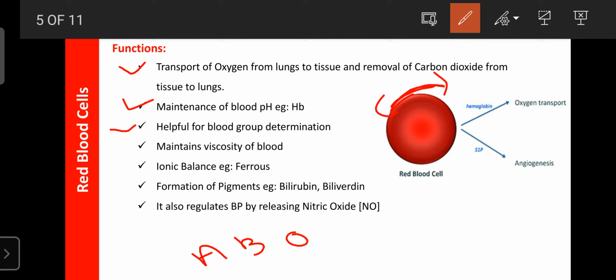Next, the RBC is also helpful to maintain the viscosity of the blood. As you know, the viscosity of the blood is 5 times greater than water. That's why water easily exits from the blood vessels, but the blood does not easily leave the blood vessels due to the presence of viscosity. If the viscosity decreases, automatically the blood can infiltrate inside the tissues. Due to infiltration, the blood can clot, and due to clotting in a particular organ, that organ will fail.